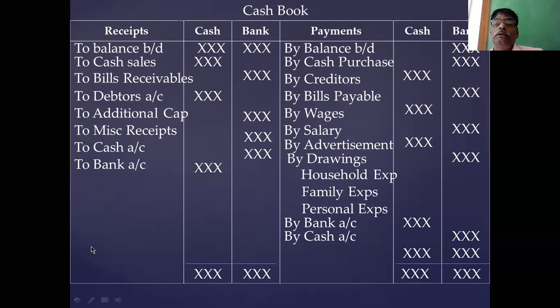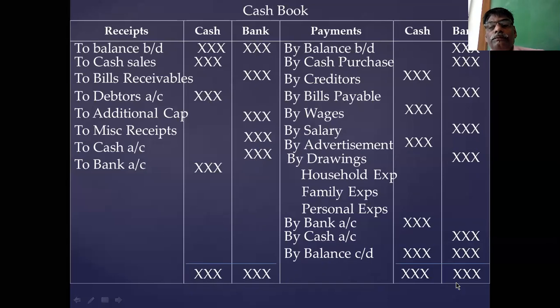Then whatever balance comes, you write as balance carried down. Balance carried down is the closing balance. Like this, you have to prepare the cash book. If an amount is received in cash, you record it in the cash column. If an amount is received by cheque, you record it in the bank column. If payment is made in cash, you record it in the cash column. If payment is made by cheque, you record it in the bank column. This is the point you remember. Then you remember something about the contra entry.